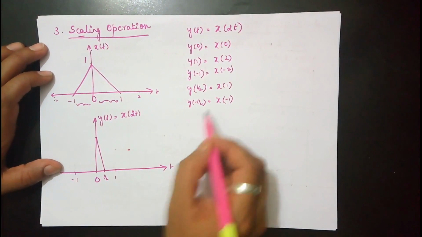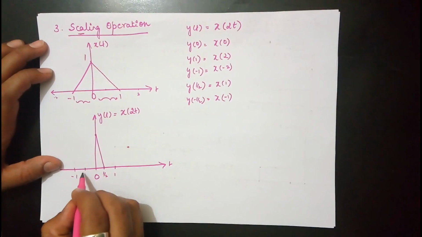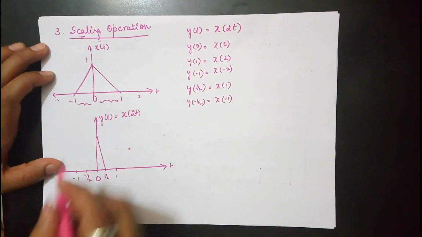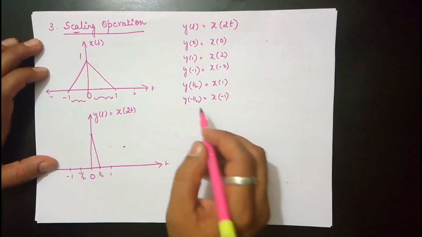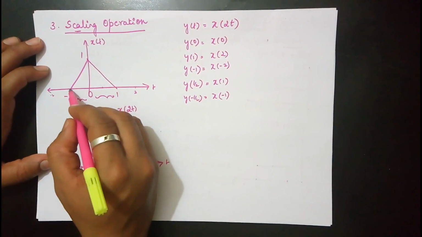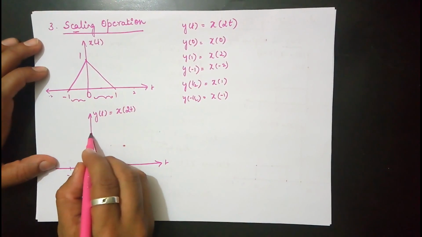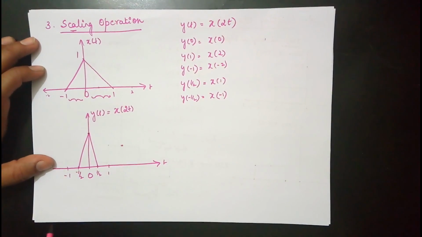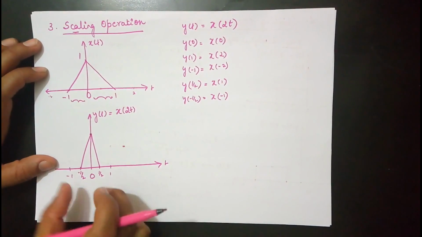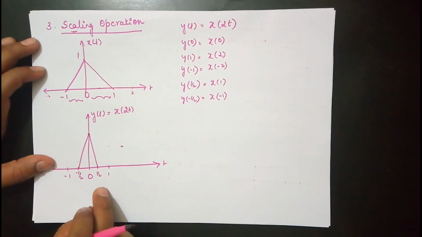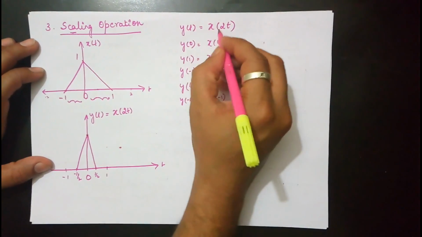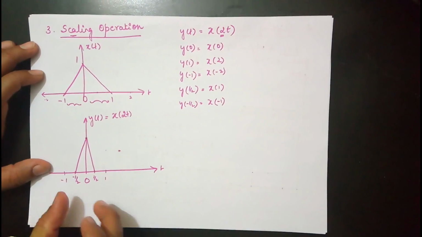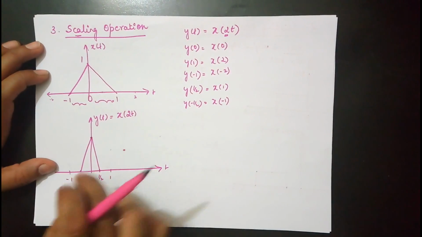And similarly at y of minus half, that is somewhere between -1 to 0, at the midway of -1 to 0, I get x of -1. What is at x of -1? I get a 0. So at y of 0 I have x of 0, and from there it will come down to -1. That means I got a compressed version of x of t. Right? And what is the compression factor? It is given by 2. That means here 1 got divided by 2 and -1 got divided by 2. That means we got a compressed waveform of x of t.